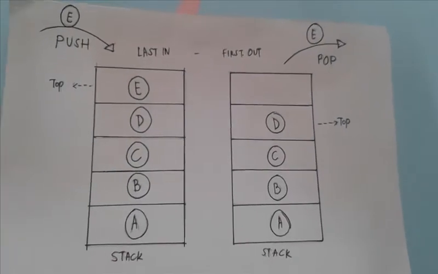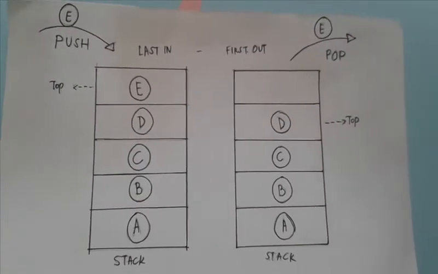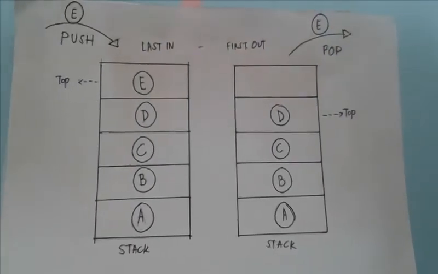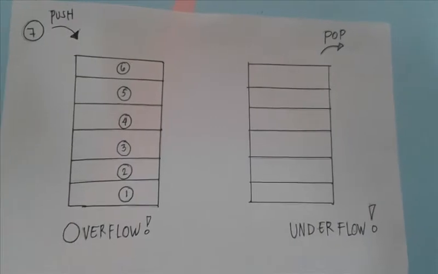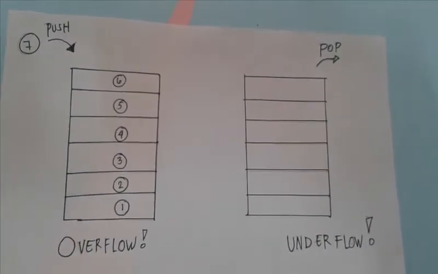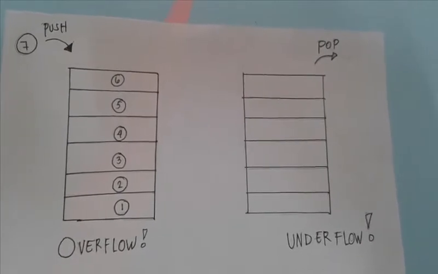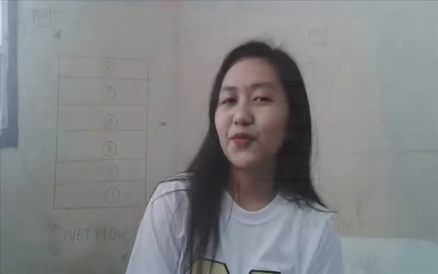Every time an element is added, it goes on the top of the stack. The only element that can be removed is the element that was at the top of the stack, just like a pile of objects. If a stack is completely full, it is in its overflow state, and when it is completely empty, it is underflow. Now let's proceed to our next topic, which is queue.